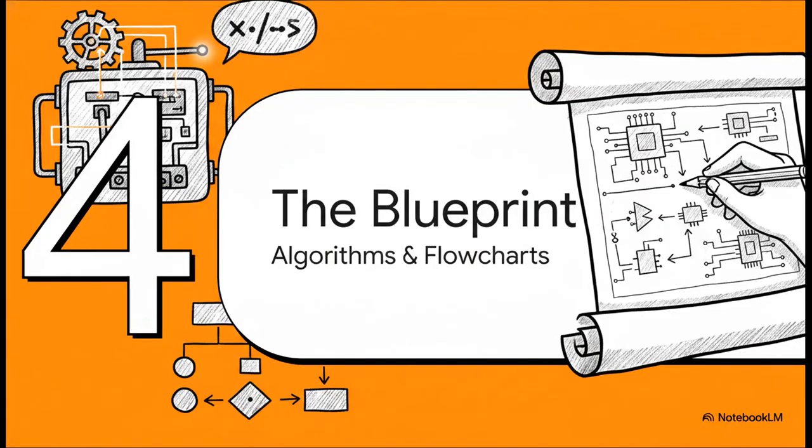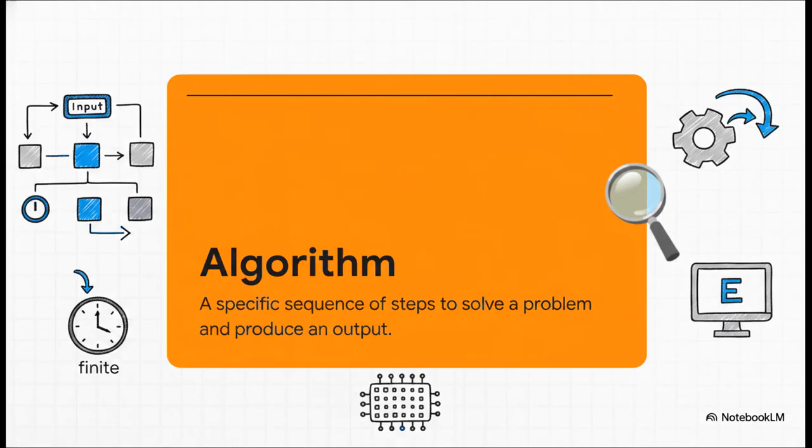And finally, we arrive at part 4, the blueprint: algorithms, flowcharts, and pseudocode. Long before any code is ever typed out or translated, we humans have to do the planning. Everything starts with an algorithm. An algorithm is just a specific, finite sequence of well-defined steps required to solve a particular problem and produce an output. The absolutely critical words here are finite and well-defined. You see, an algorithm isn't just a vague suggestion. It must have a defined input, a crystal-clear sequence of operations, and a guaranteed endpoint that gives you an output.